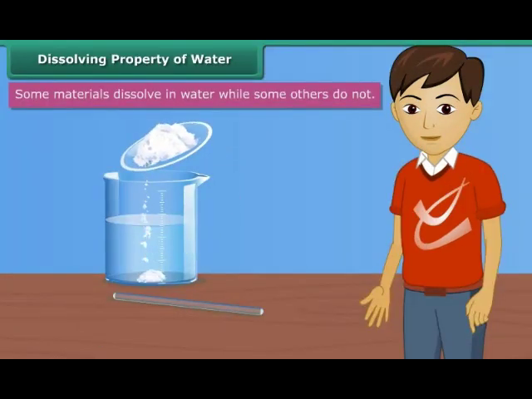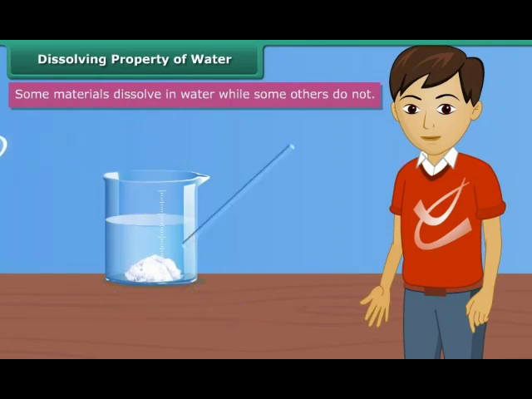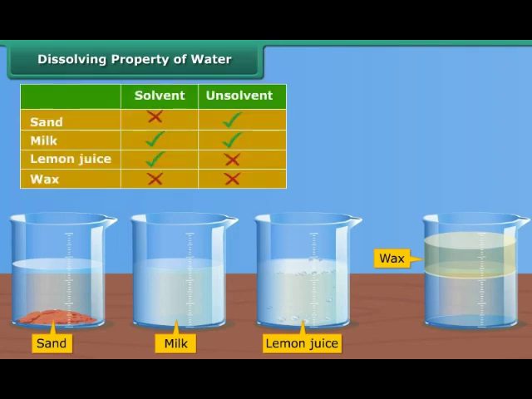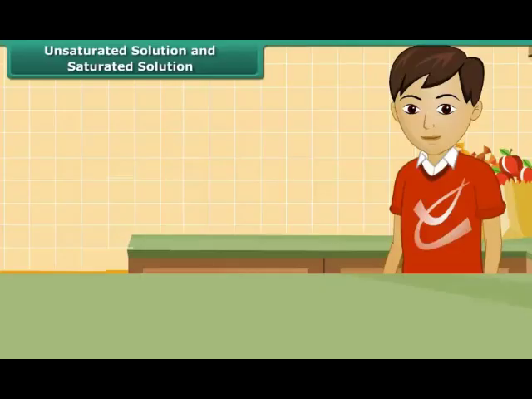Water is a universal solvent. It dissolves many things, but there are certain items that do not dissolve in water. Collect sand, milk, lemon juice, and wax. Also take some sugar and salt. Try to dissolve these materials in water separately. Make a table of your observations. Compare your observation table with the table shown on screen. Let us now do another workout.